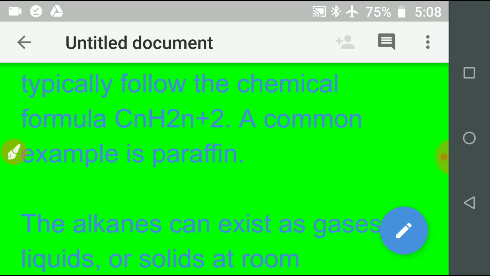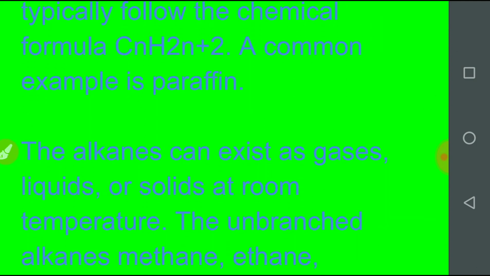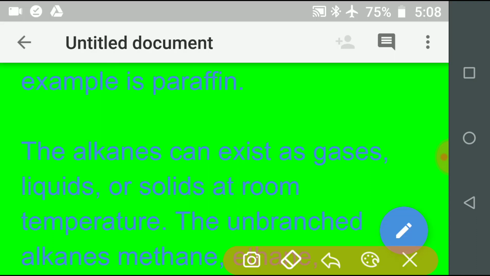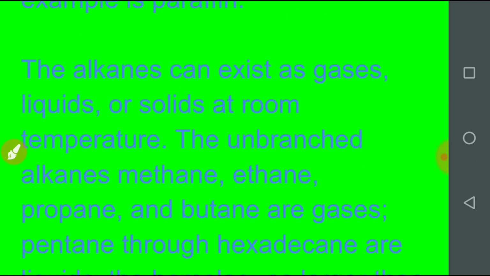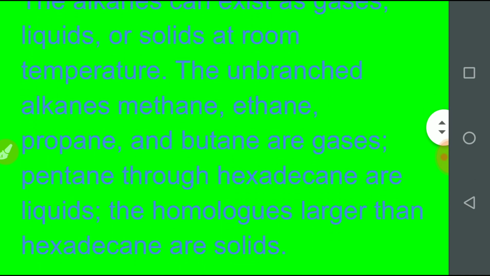Now, alkanes can exist as gases, liquids, or solids at room temperature. The unbranched alkanes methane, ethane, propane, and butane are gases. That is methane, CH4, and then ethane, C2H6, then propane and butane are gases. Pentane through hexadecane are liquids. Pentane to hexadecane are liquid in state, and homologues larger than hexadecane are solids.